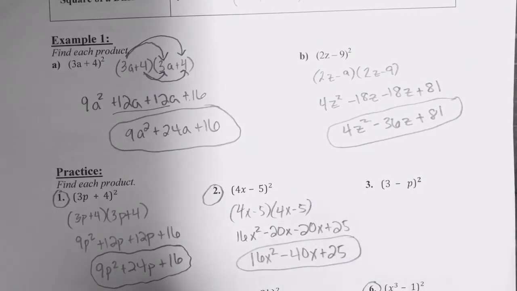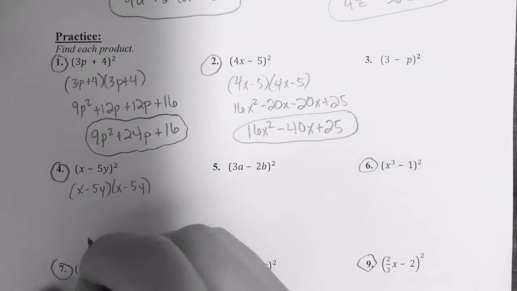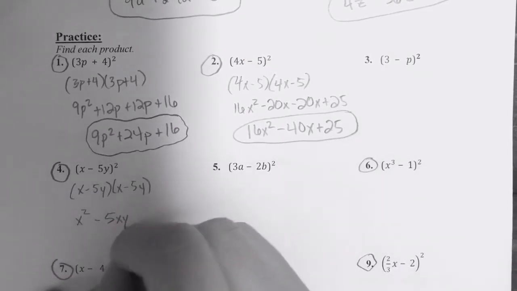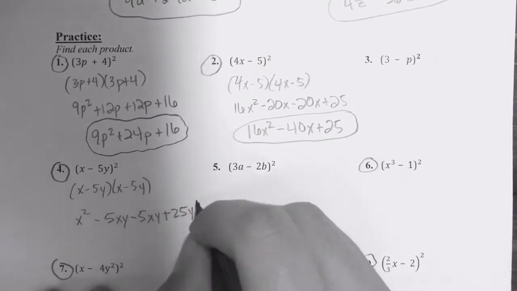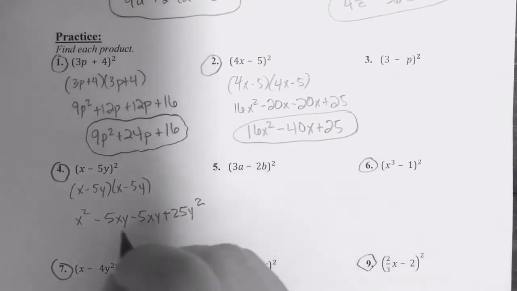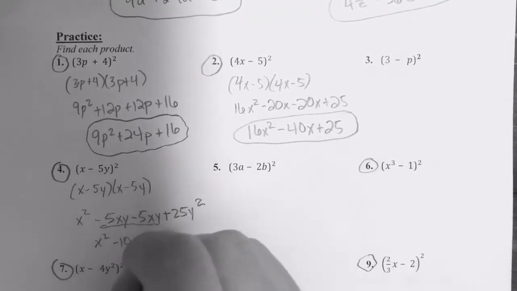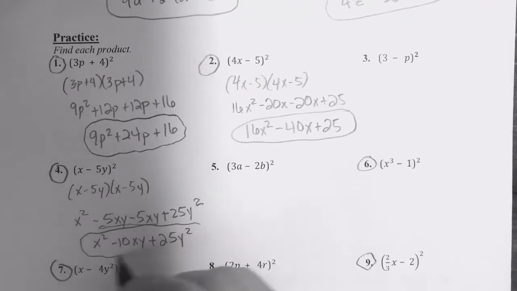This one, we got x minus 5y twice. So we're going to have x squared minus 5xy minus 5xy plus 25y squared. So then, combine those: x squared minus 10xy plus 25y squared.